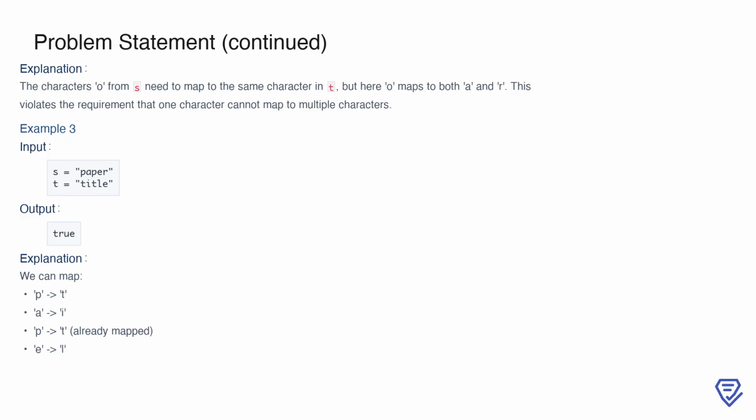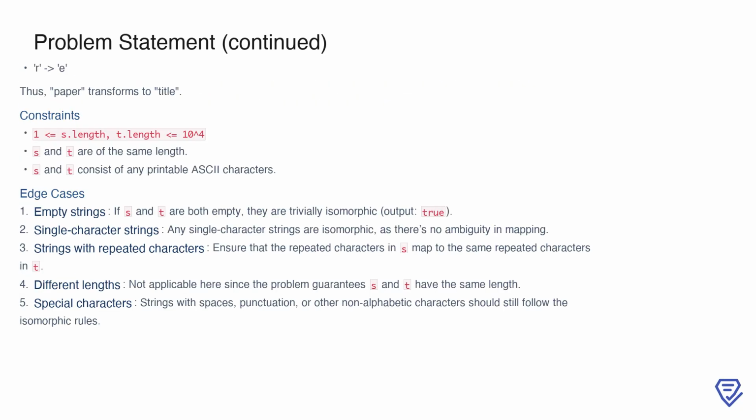On the other hand, when we look at the input S equals paper and T equals title, we find that the strings are indeed isomorphic. For the strings S equals paper and T equals title, the output is true. The mapping of characters is as follows: P maps to T, A maps to I, P, already mapped, maps to T again, E maps to L, and R maps to E. Since all mappings are consistent and no two characters in S map to the same character in T, the strings are isomorphic.